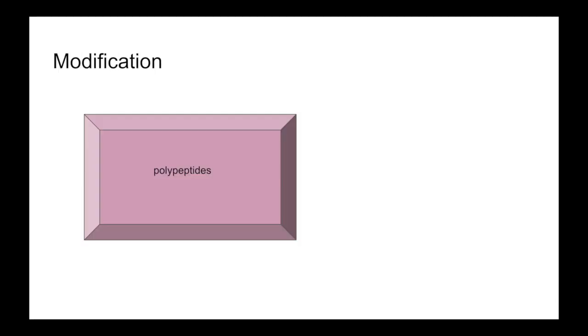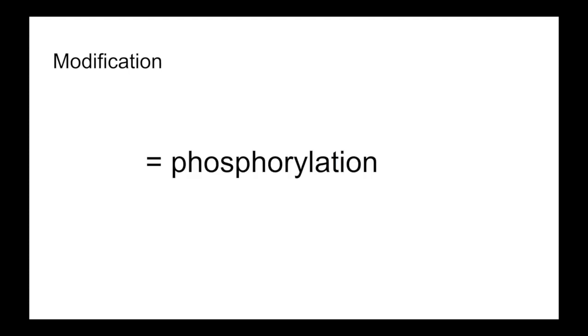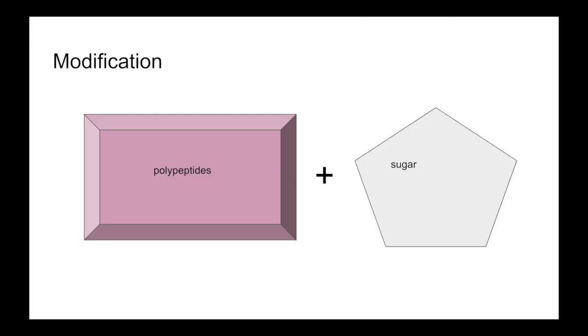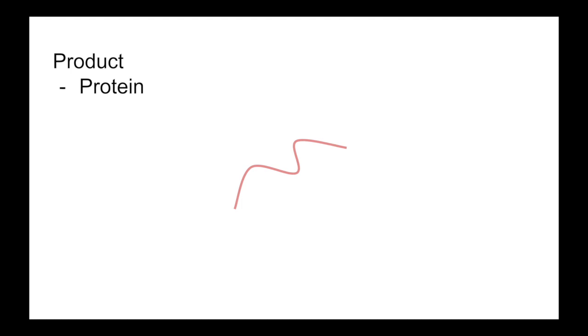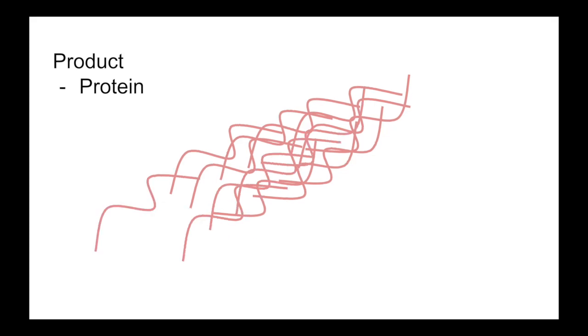Modification. There are different ways to modify the polypeptide after translation. First is phosphorylation, which is the addition of a phosphate group, and second is glycosylation, which is the addition of sugar. Product. The product of translation is a polypeptide chain. However, that chain binds with other polypeptide chains and creates a protein.